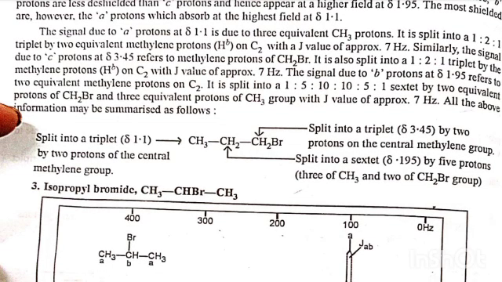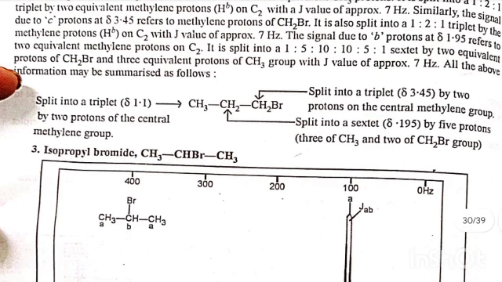The signal due to A protons at delta 1.1 is due to the 3 equivalent CH3 protons. It is split into a 1:2:1 triplet by the 2 equivalent methylene protons on C2, with a J value of approximately 7 Hz. Similarly, the signal due to C protons at delta 3.45 refers to the methylene protons of CH2Br. It is also split into a 1:2:1 triplet by the methylene protons on C2, with a J value of approximately 7 Hz. The signal due to B protons at delta 1.95 refers to the two equivalent methylene protons on C2.